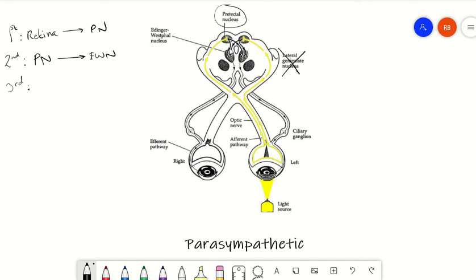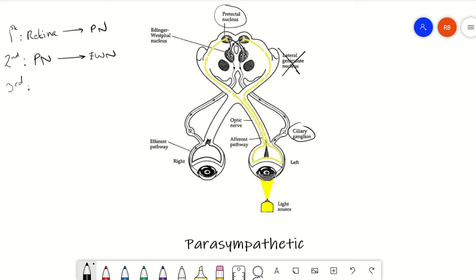So from each Edinger-Westphal nucleus, remember they've received impulses from the pretectal nucleus, they then travel in the parasympathetic fibers that originate from the Edinger-Westphal nucleus and travel in the oculomotor nerve. They follow the oculomotor nerve path. So the oculomotor nerve, remember, exits the cranium by the superior orbital fissure, which I'll show you in the skull, through the cavernous sinus as well, and ends up at the ciliary ganglion, which is around here. So that's where the ciliary ganglion is.